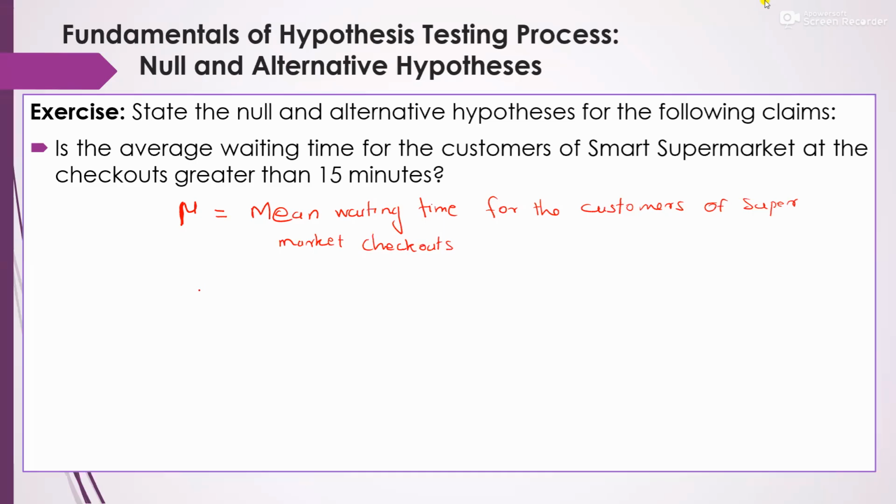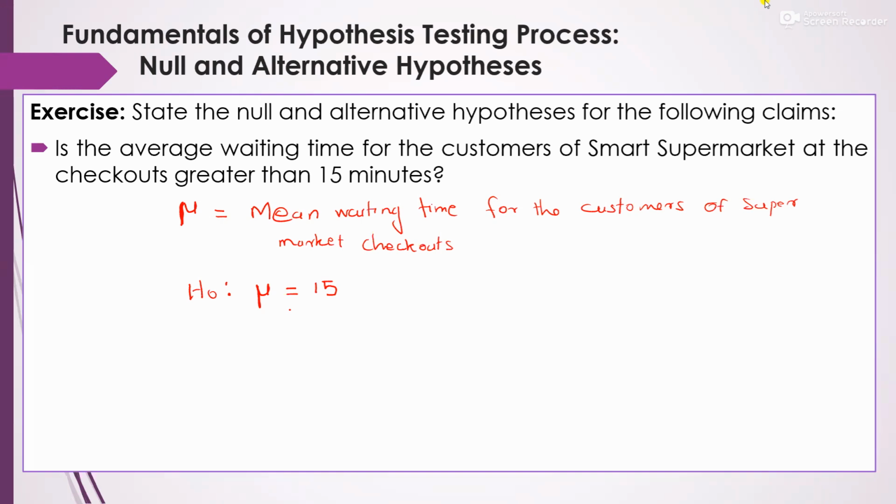Then our null hypothesis, H naught. Here, we want to find out whether the mean waiting time is greater than 15 minutes. But in our null hypothesis, we always have an equal sign. So don't forget that principle, right? To form the null hypothesis, it always has an equal sign. So we assume that the current mean waiting time at the supermarket is 15.